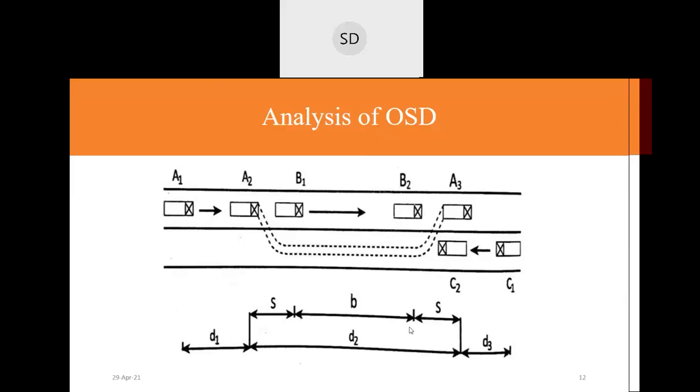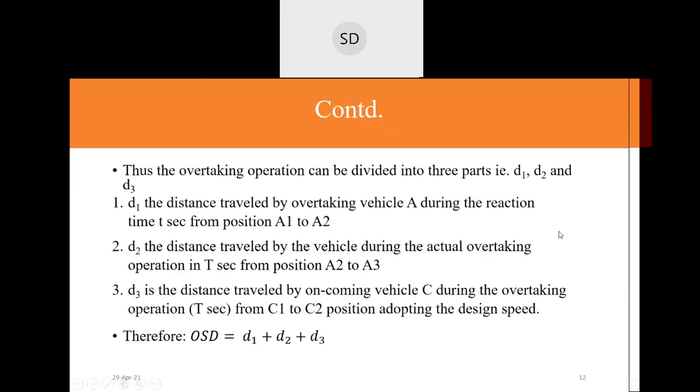D1 we have already discussed. The overtaking operation can be divided into three parts: D1, D2 and D3. D1 is the distance traveled by overtaking vehicle A during the reaction time t second from position A1 to A2. D2 is the distance traveled by the vehicle during the actual overtaking operation, A2 to A3. And D3 is the distance traveled by the opposite moving vehicle in capital T second from C1 to position C2. So your overtaking sight distance is basically D1 plus D2 plus D3.